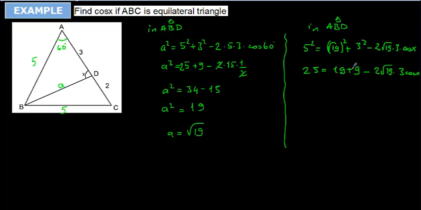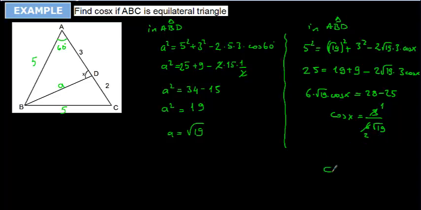19 plus 9 is equal to 28, and if we send 6 times root of 19 times cosine x to this side, and 28 minus 25 to the other side, cosine x is equal to 28 minus 25, which is 3, over 6 root 19. Okay, 6 and 3 if you simplify, here it's going to be 1 and this is going to be 2.